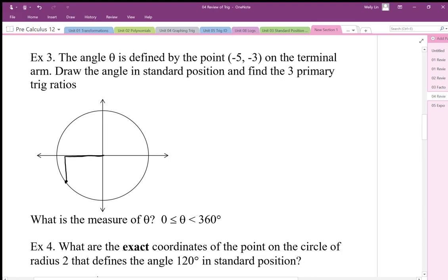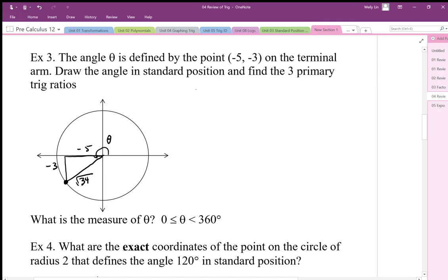Okay, so drawing that triangle in. So I have -5 here, -3. Using Pythagoras, I get square root 34 for that length. And again, the angle in standard position in this coordinate locates that same point. So there's theta. That angle in standard position is drawn in there like that.